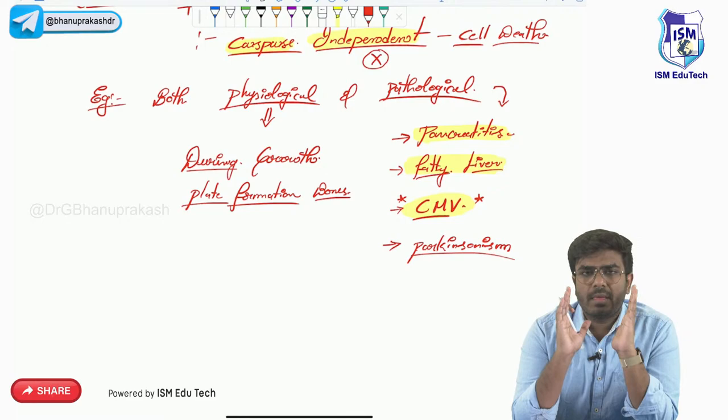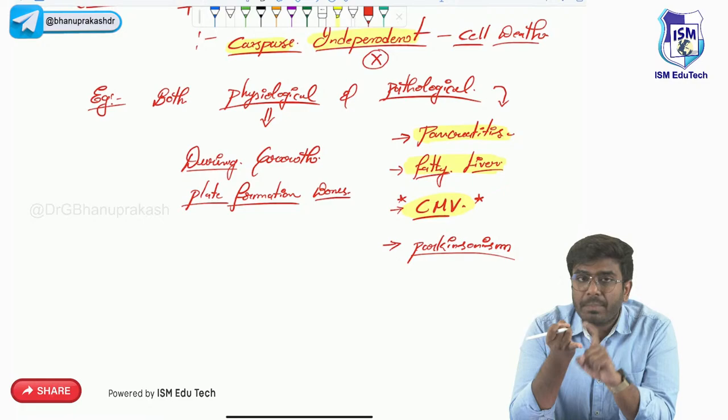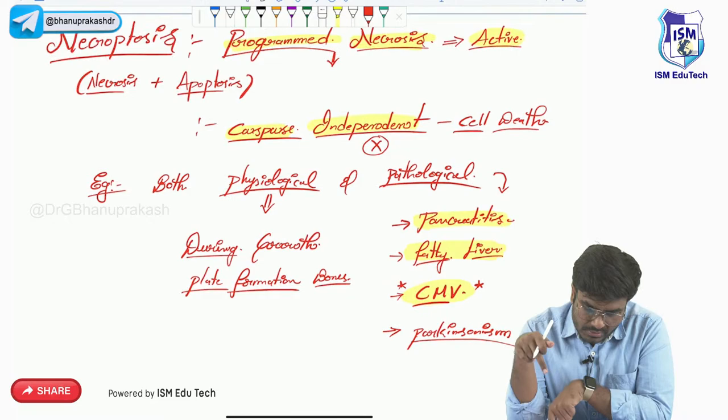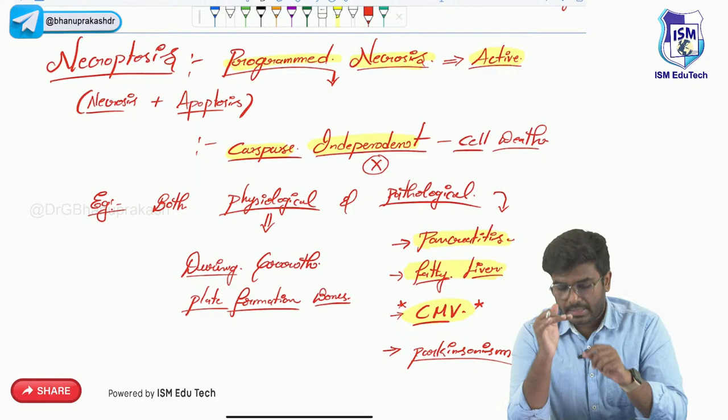Guys, at the end of the day, if someone asks you what is caspase independent cell death, it is necroptosis. Caspase independent programmed cell death is necroptosis. And it's an active process.